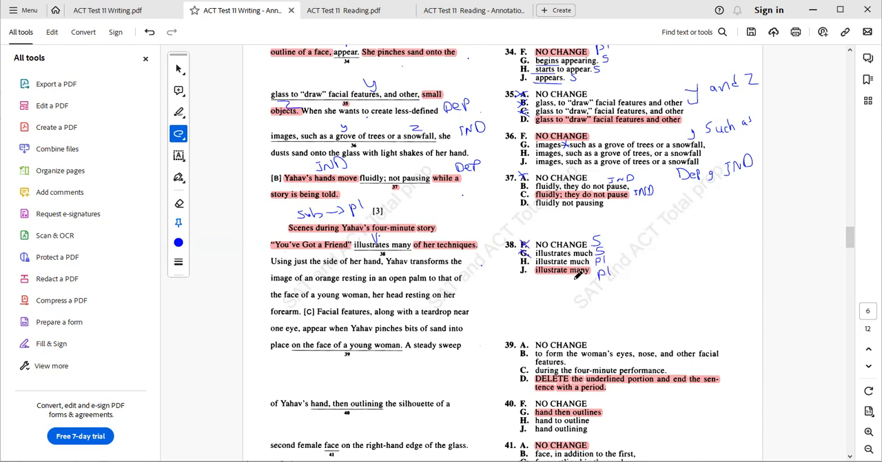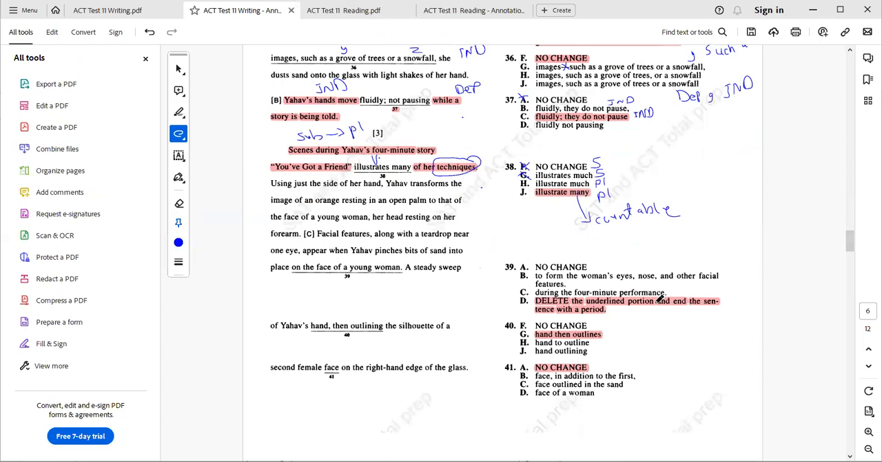So illustrate: much or many? Much for uncountable nouns, many for countable nouns. Techniques here is plural. An uncountable noun can't be made plural, like rice, oil, sugar. Techniques here takes many, because it's a countable noun. Number 39 is also wrong.